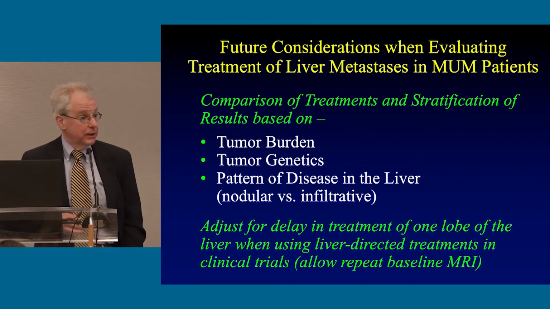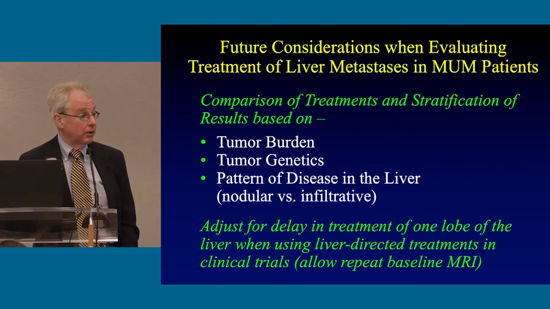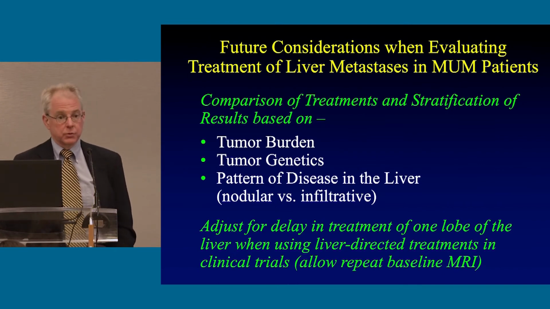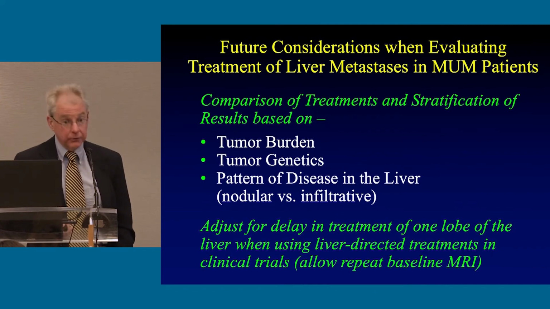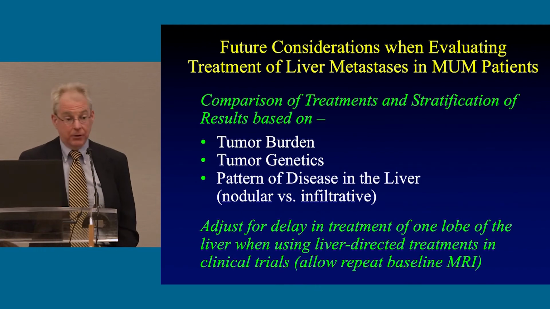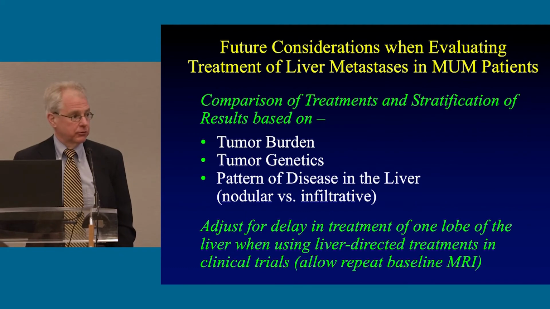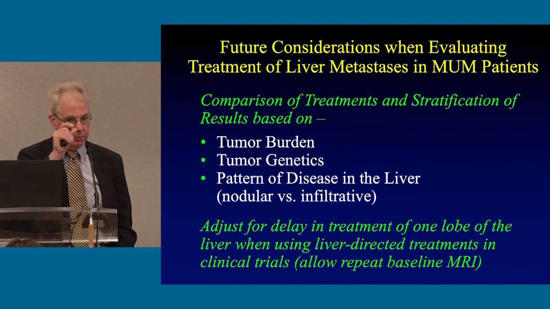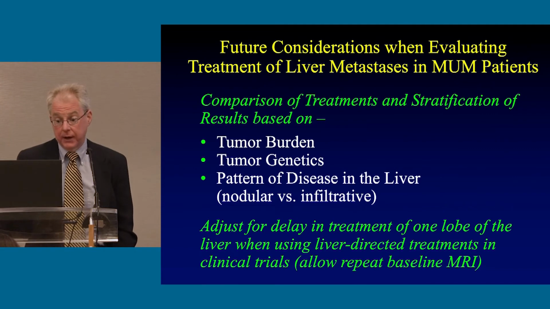Going forward, it's helpful if results for liver-directed treatment are presented with a description of, okay, how much tumor was there when you started, so we can get some stratification of results. Certainly knowing tumor genetics will be very helpful as a predictor, and the pattern of the disease. Again, we're learning that patients with infiltrative tumors are not going to do as well. Again, that tends to be bigger tumors. When patients just present with a handful of very small tumors, they're going to be well defined.